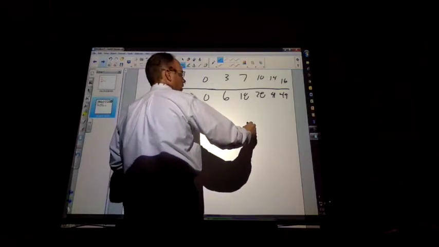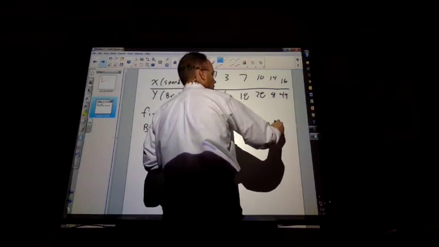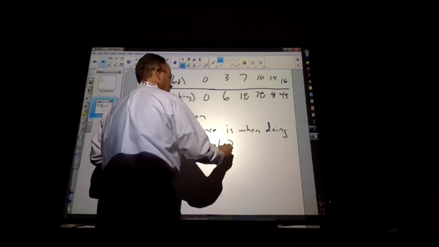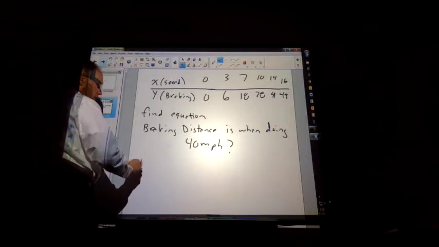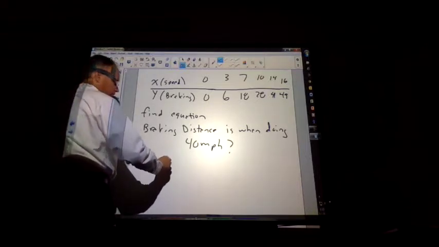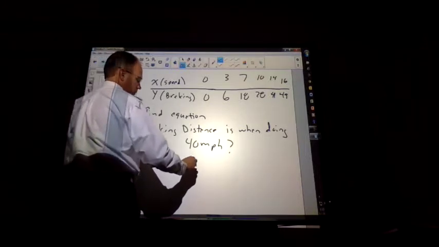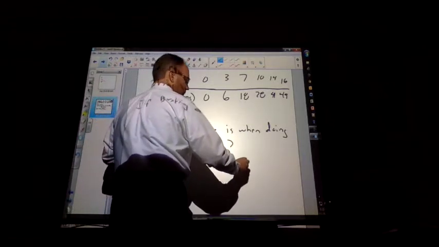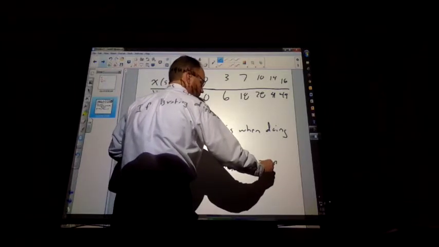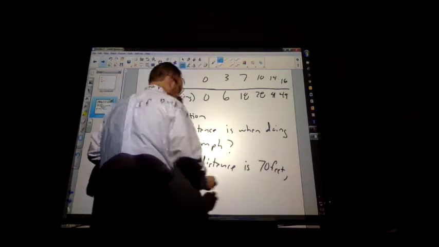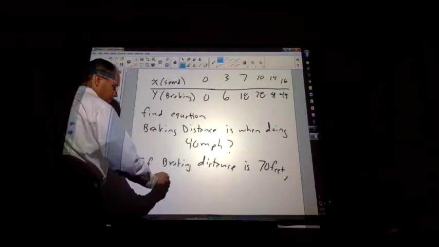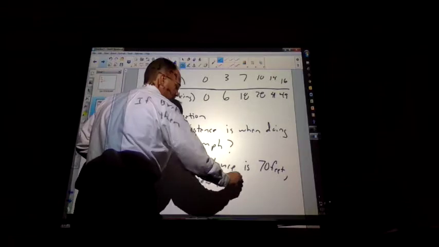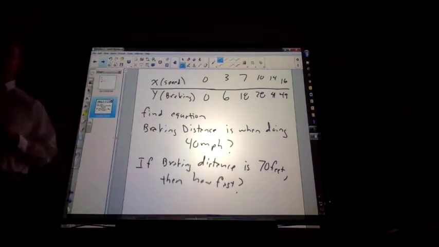is when doing 40 miles per hour would be. And then if you have a braking distance, okay, so we want to try and answer those questions.